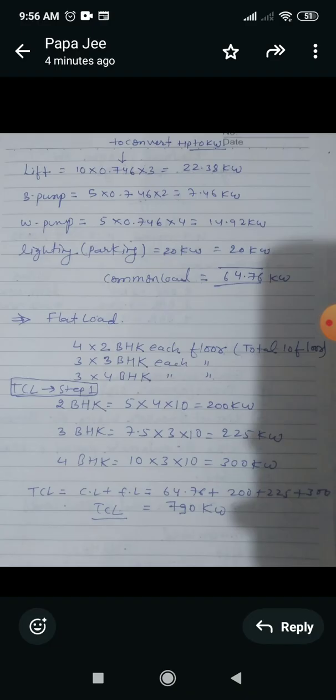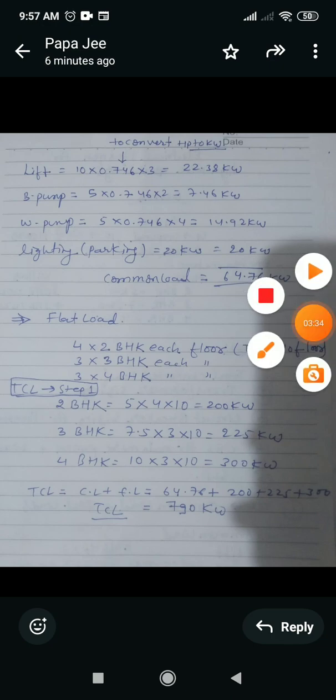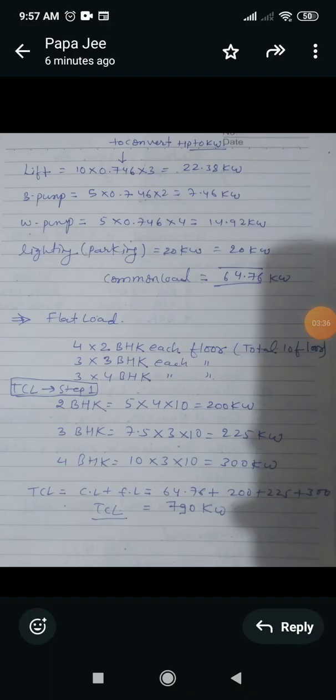Okay, so now the common load has been calculated, and now we calculate the flats load. In total we have 10 floors, with 2 BHK, 3 BHK and 4 BHK. For 2 BHK, how many flats do we have? 5 flats we have. Okay, for the 2 BHK we select an energy meter of 5 kilowatt, for the 3 BHK we select 7.5 kilowatt, and for the 4 BHK we have taken 10 kilowatts.